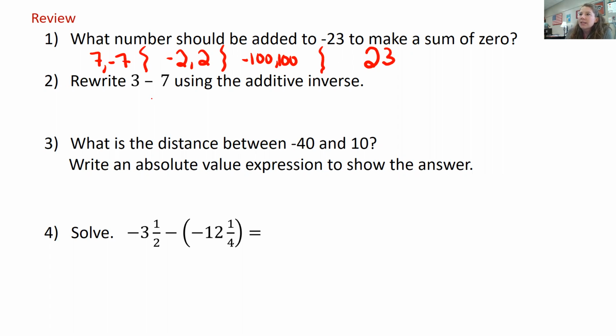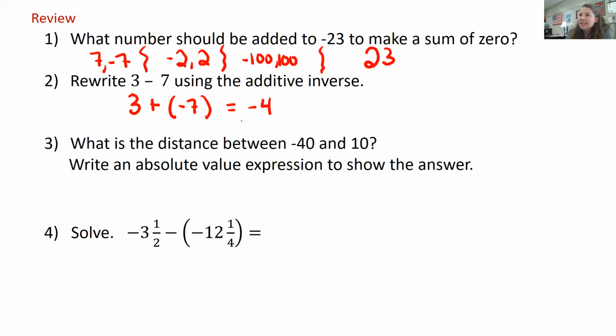All right, rewrite 3 minus 7 using the additive inverse. If we want to add, we would write 3 plus the opposite of 7, which would be negative 7. So 3 minus 7 and 3 plus a negative 7 have the exact same value, and both of them are equal to negative 4. They have different signs, so you subtract them and you take the sign of the bigger digit.